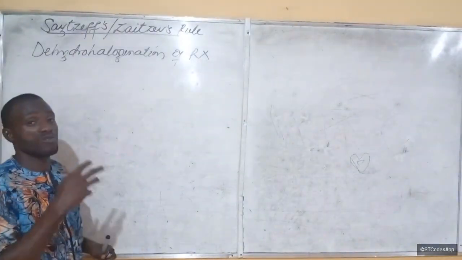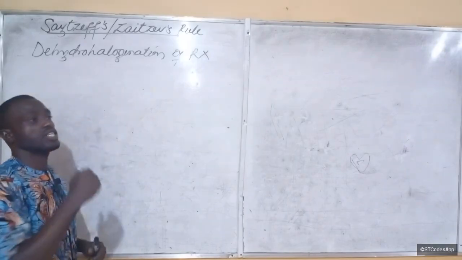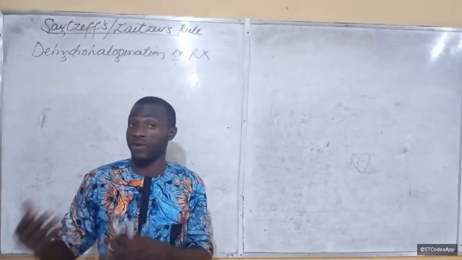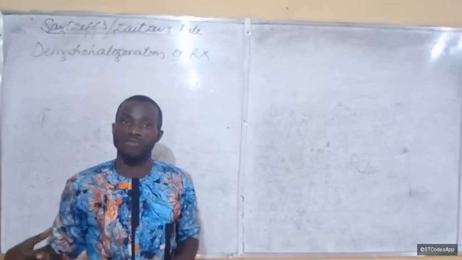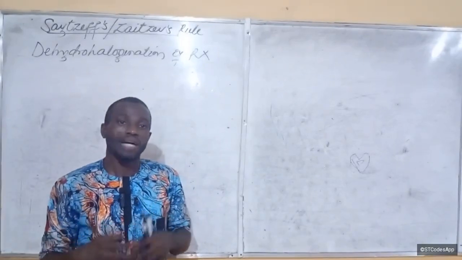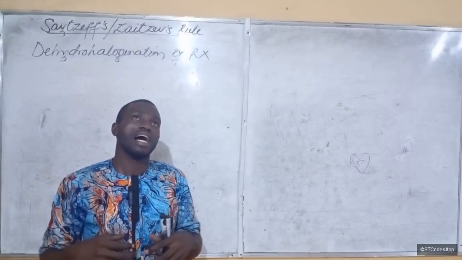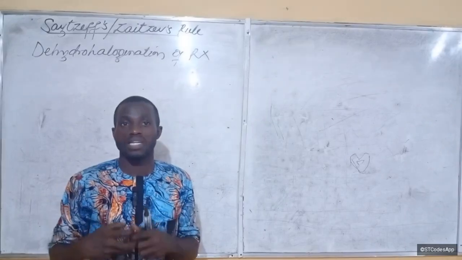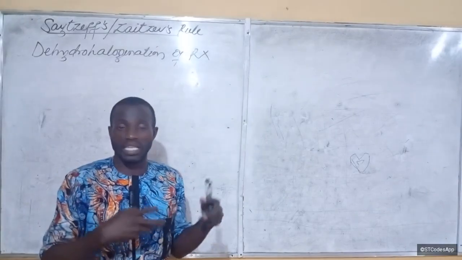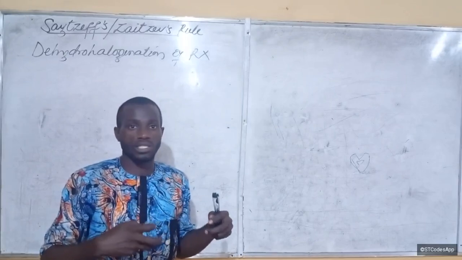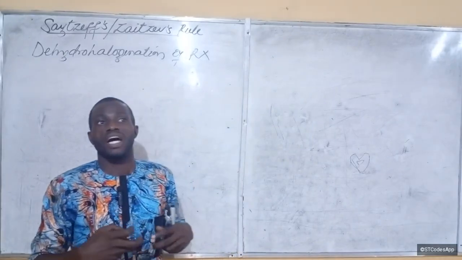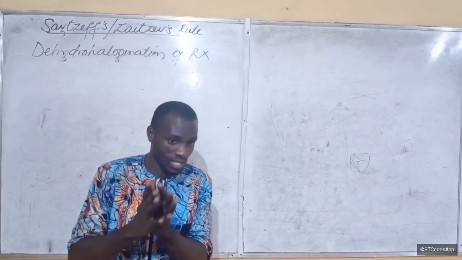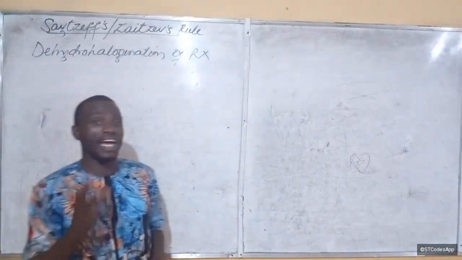Now, whenever you want to remove it, the Zaitzev rule says that the double bond you want to form, because you want to form an alkene here, should be formed between carbons that are higher in power. Think of it that way. Not from carbons that are lower in power. I'm going to explain that. Just calm down. What I mean by higher in power is this.